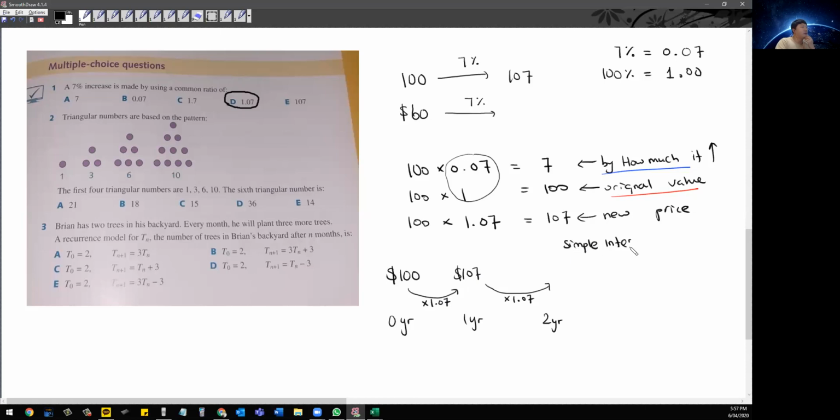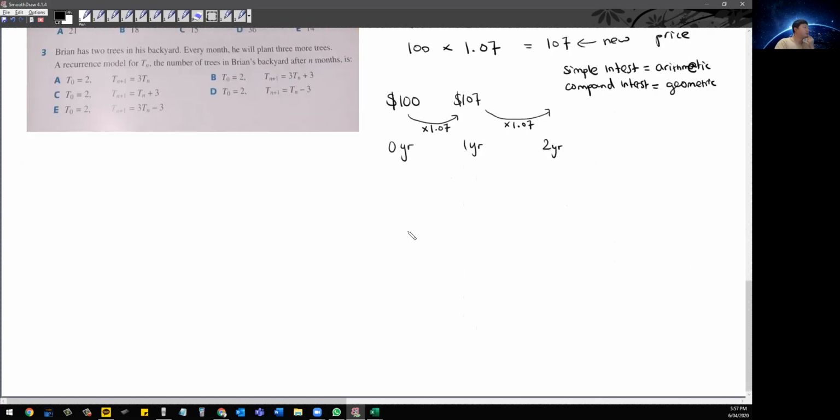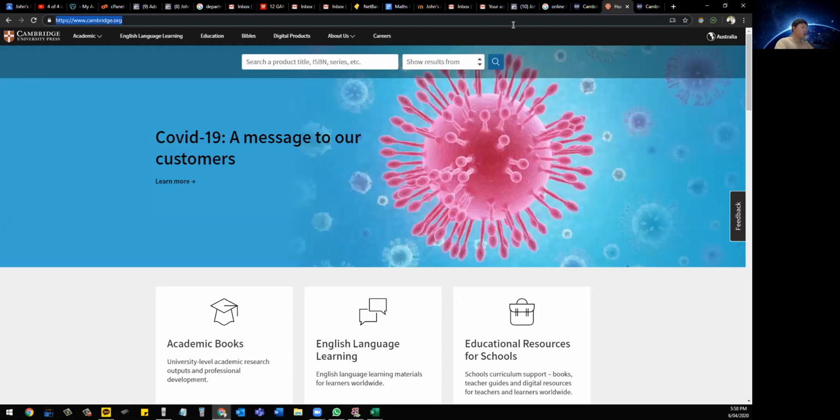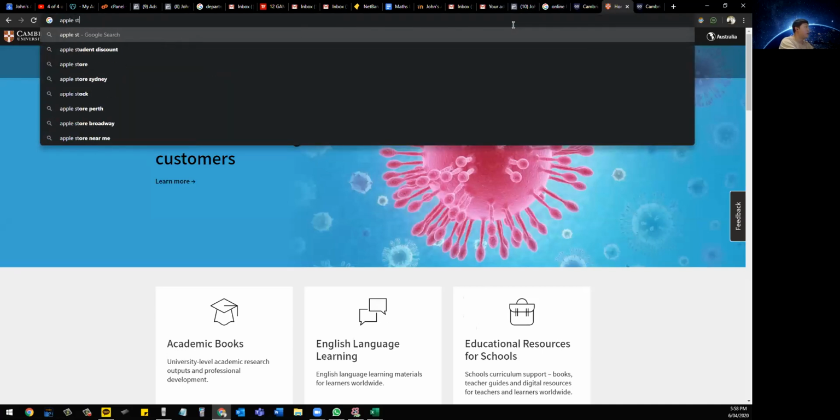Simple interest is a bit like the arithmetic sequence, where it increases by $7 every year, for example. But if you have compound interest, this one is very similar to geometry. So let's say there is maybe a stock price. You want to buy a company's share, and let's say you want to buy Apple share. Let's have a look at Apple's stock price over many years.